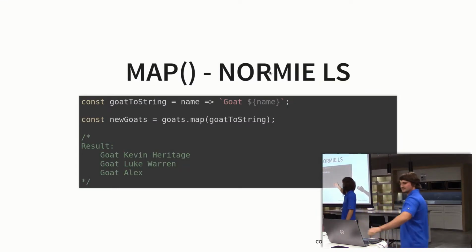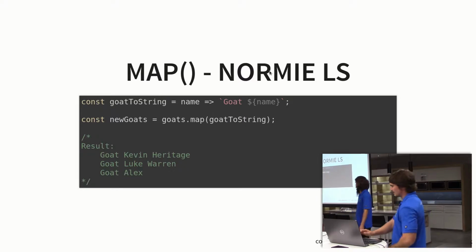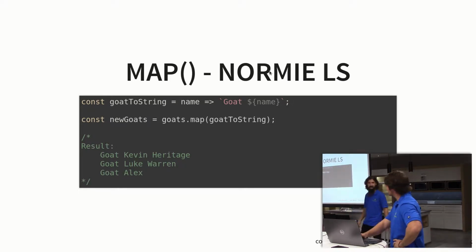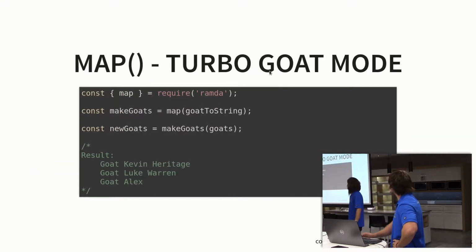There's a function on that called map, and we give it a function goatToString. That outputs the goat Kevin Heritage, goat Luke Warren, and goat Alex. So now we go into turbo goat mode, where we require our map function there by destructuring the Ramda library.